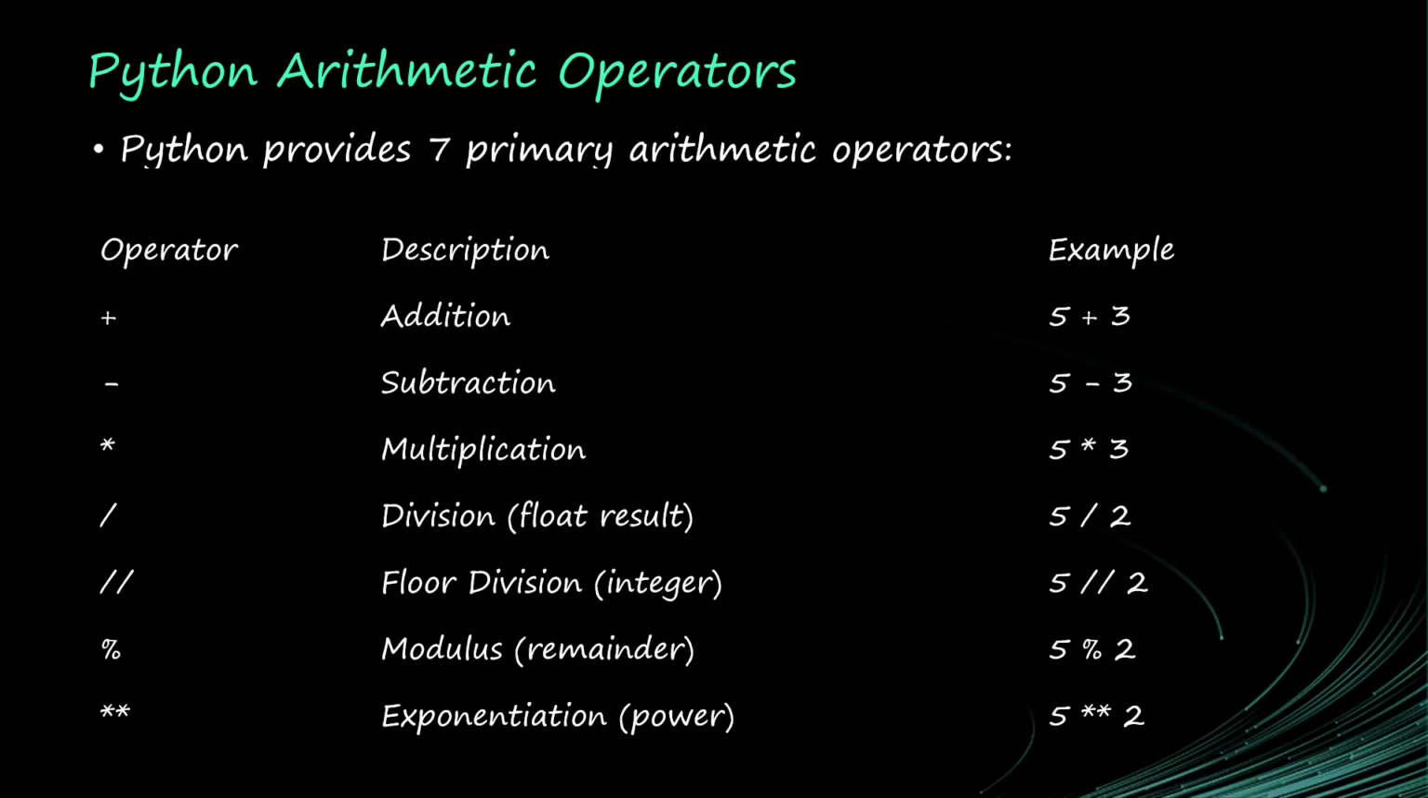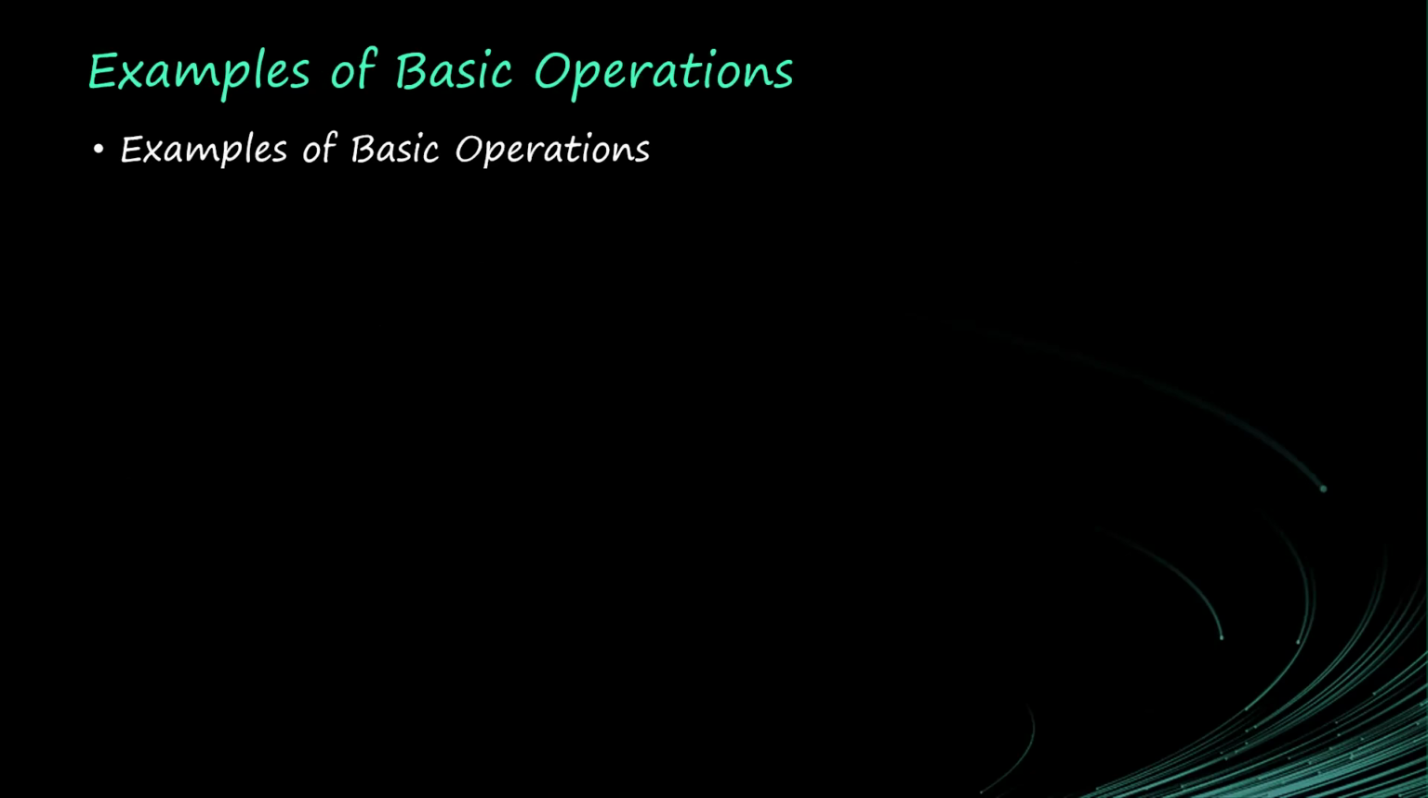So we also have the modulus. If you want to get the remainder of a division, 5 divided by 2, if you're just interested in the remainder, you're not interested in the quotient, then you can go with the modulus. We also have the exponential. So let's take a look at some examples.